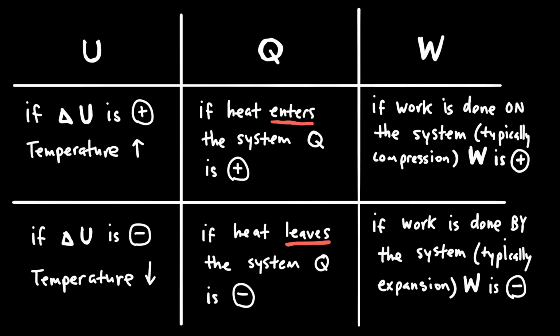So typically when the volume is increasing, the work is negative, and when the volume is decreasing, the work is positive. And maybe you remember some of the difficulties we've had with trying to talk about and use words like on or by to describe what's happening with the work. But in general, you should be able to remember the convention that if the volume is increasing, the work is very much going to be negative.